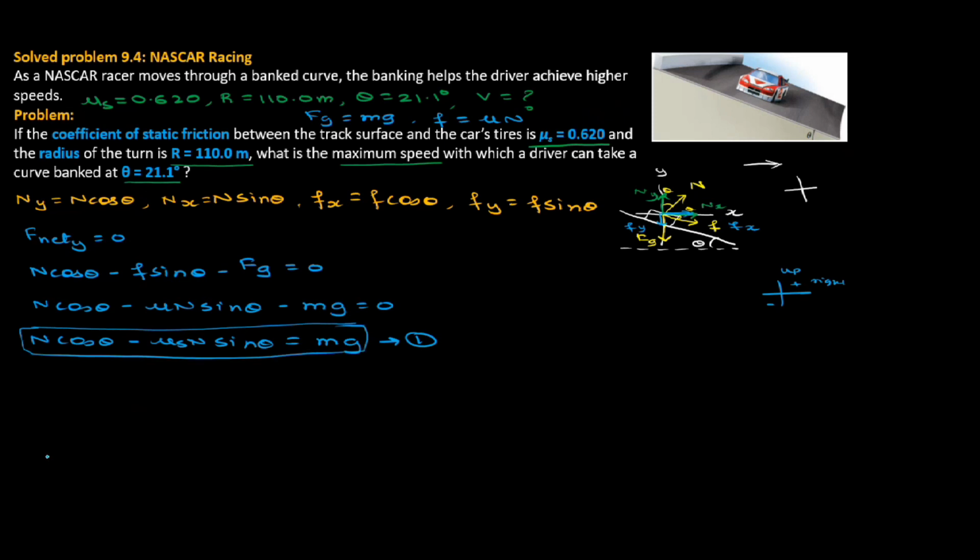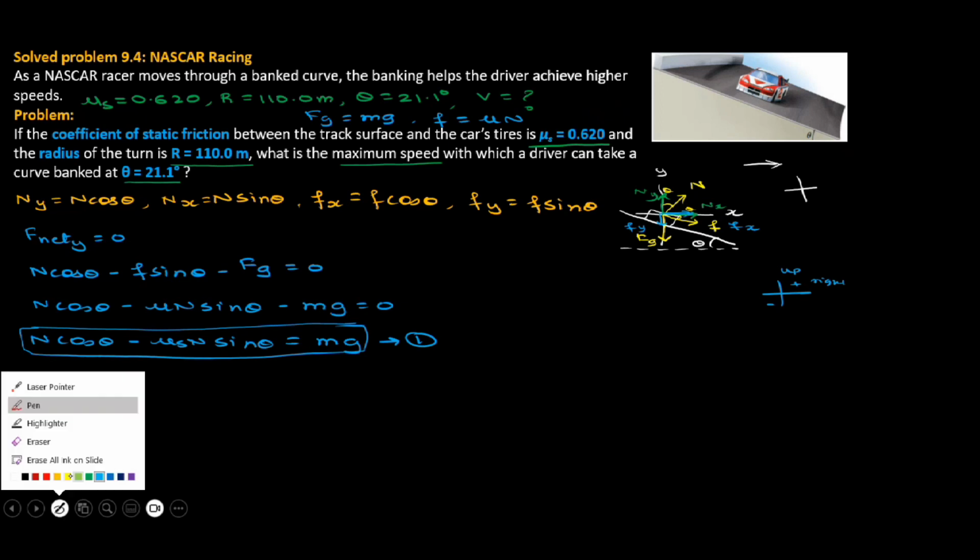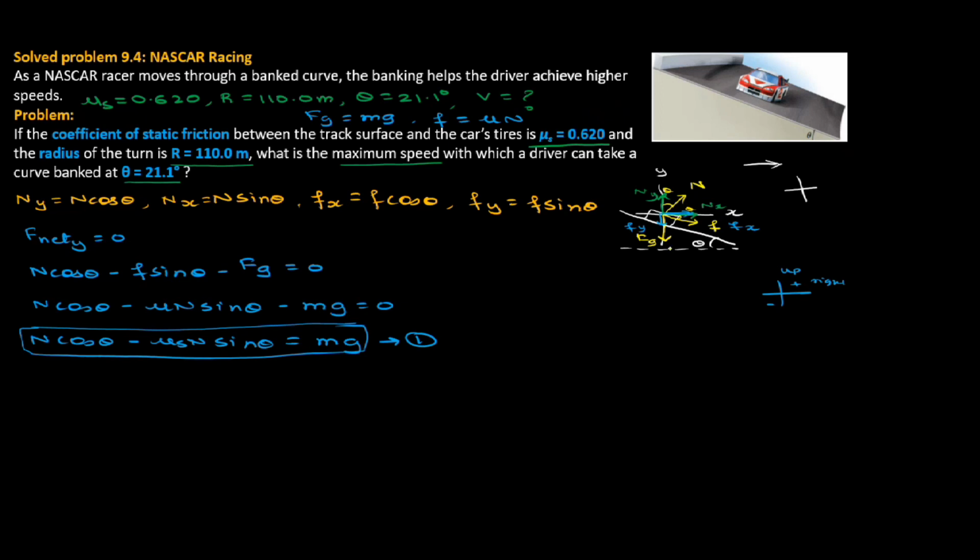Now we do the same thing along the x-axis. Along the x-axis, all the forces acting along the horizontal axis give the required centripetal force to keep the car along the curved path. So the sum of all forces along the x-axis would be equal to the centripetal force needed to keep the car along the curve. So for the x-axis we write F net x is equal to the centripetal force Fc.